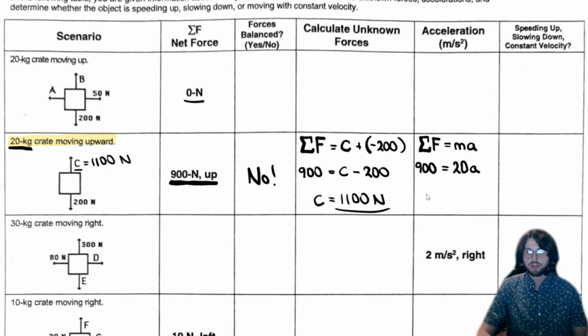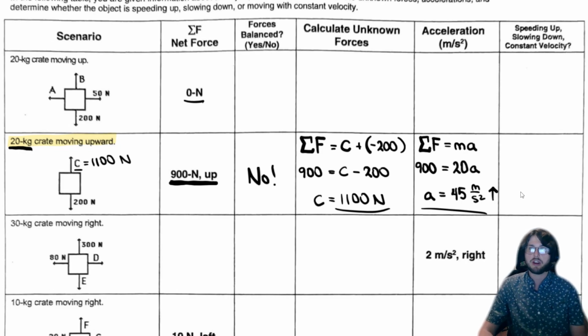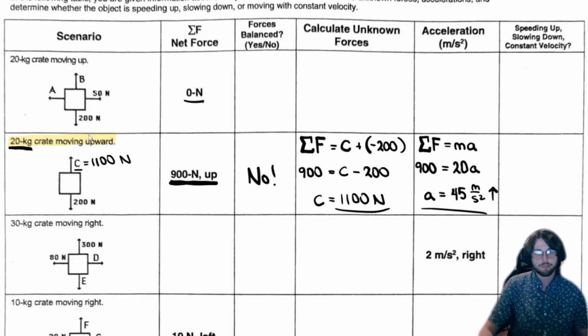Then if we divide both sides by 20, we'll end up with an acceleration of 45 meters per second squared, which sounds like a lot, and it is. That's a pretty intense acceleration for a crate to be moving at. So I don't know what's causing this, but more power to them. So the last thing here is, well, we'll say that this acceleration is upward, and that matters for figuring out this last column here, which is determining whether it's speeding up, slowing down, or moving at a constant velocity.